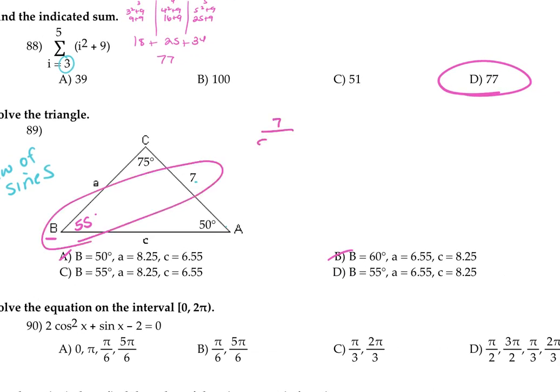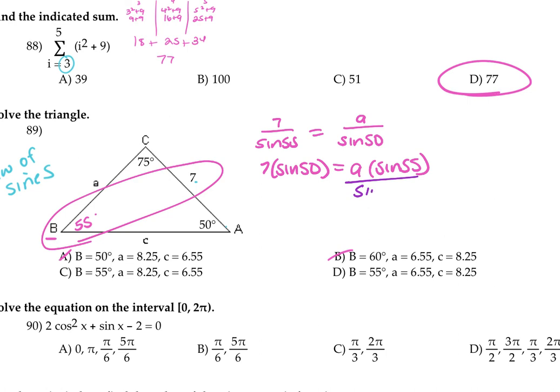So 7 over sine of 55 equals, if I want to do A over the sine of 50, cross multiply and divide. Seven sine 50 divided by sine of 55. And A is 6.5. So now I know D is the choice.